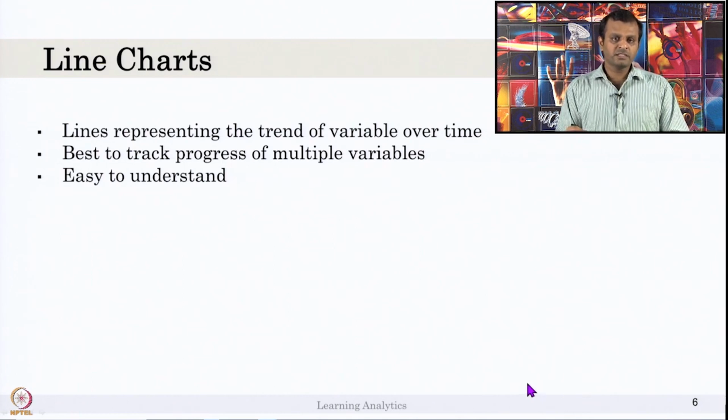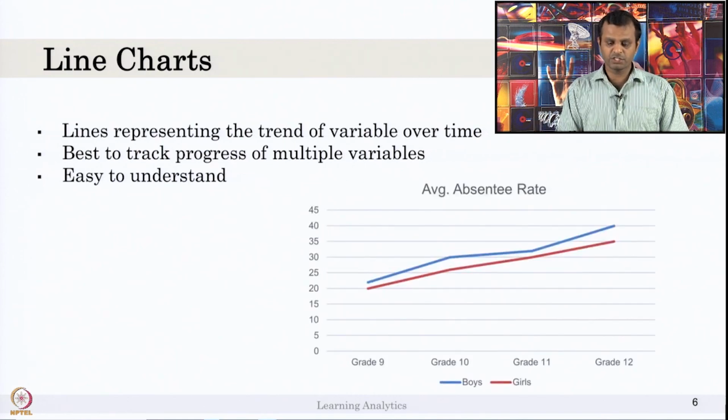In a line chart, lines represent the trend of the variable over time. You might have seen the line chart everywhere, it is very common, and it is very useful to track multiple variables over time, and it is very easy to understand, that is why it is used most commonly. Let us look at the line chart of average absentee rate from grade 9 to grade 12 across boys and girls. It is not over time, it is over different grades.